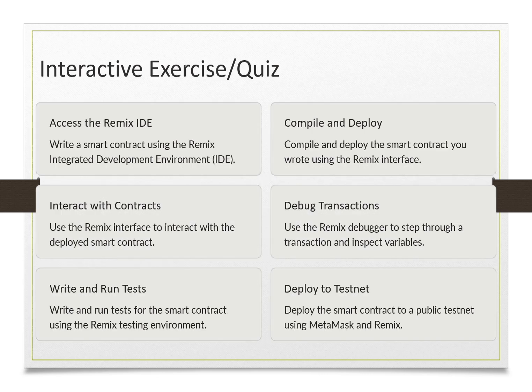To reinforce what you have learned, try these interactive exercises. First, access the Remix IDE, write and deploy a smart contract, interact with the deployed contract, and use the debugger to step through a transaction and inspect variables. Write and run tests for your smart contract. Deploy your contract to a public testnet. These hands-on activities will help solidify your understanding of using Remix for smart contract development.